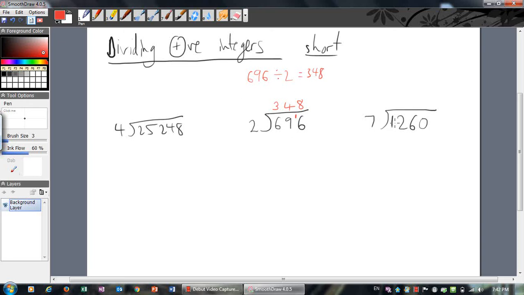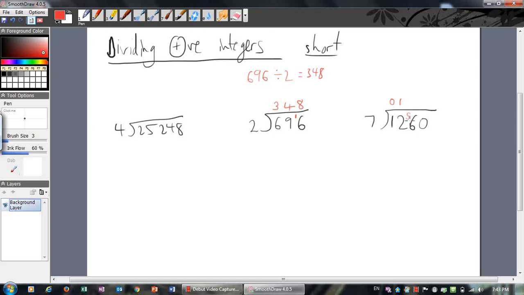Okay, let's have a look at, which one should we do first? Let's do this one over here. 7 into 1260. Again, 7 into 1 doesn't go, so that's a 0 there. You don't need to write that, I'm just showing you that 7 doesn't go into 1. How many times does 7 go into 12? 7 into 12 goes 1 time. It's not exact though, we have a remainder of 5, so we write a 5 here as the leftovers, and that goes down into the next column.